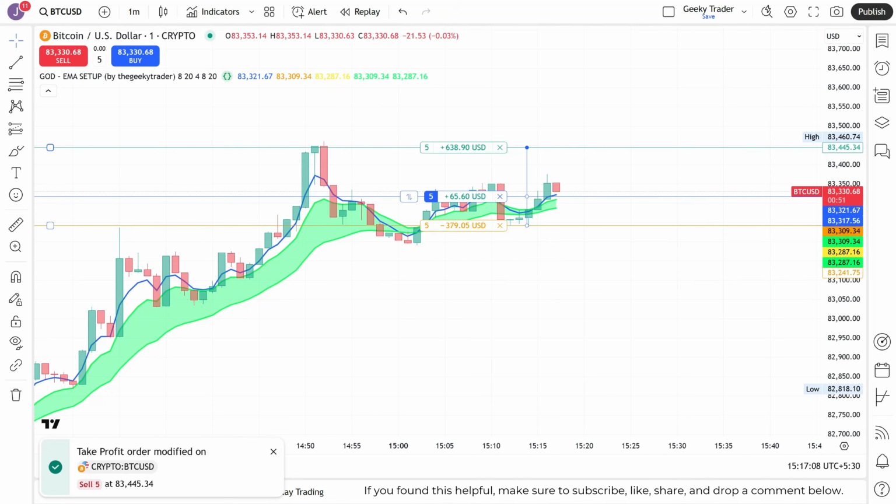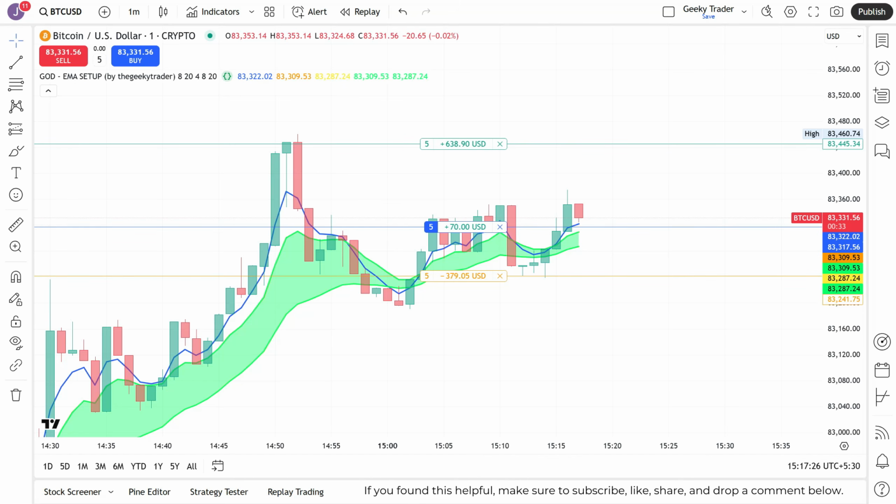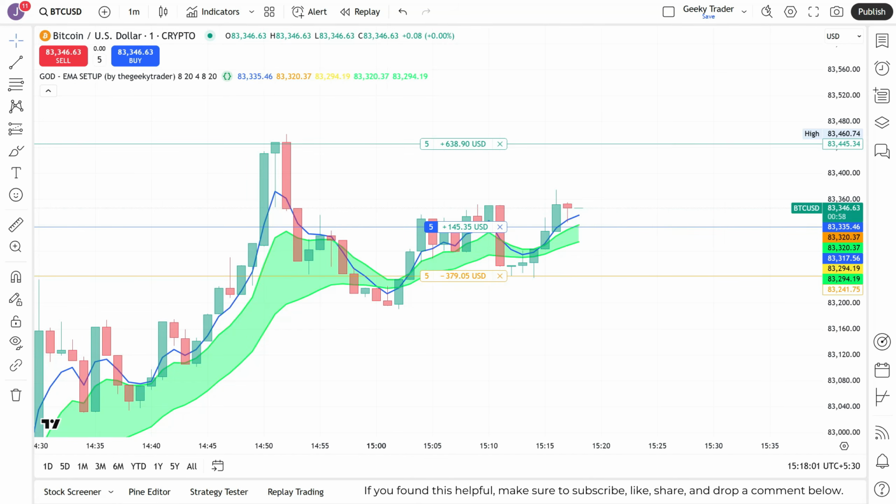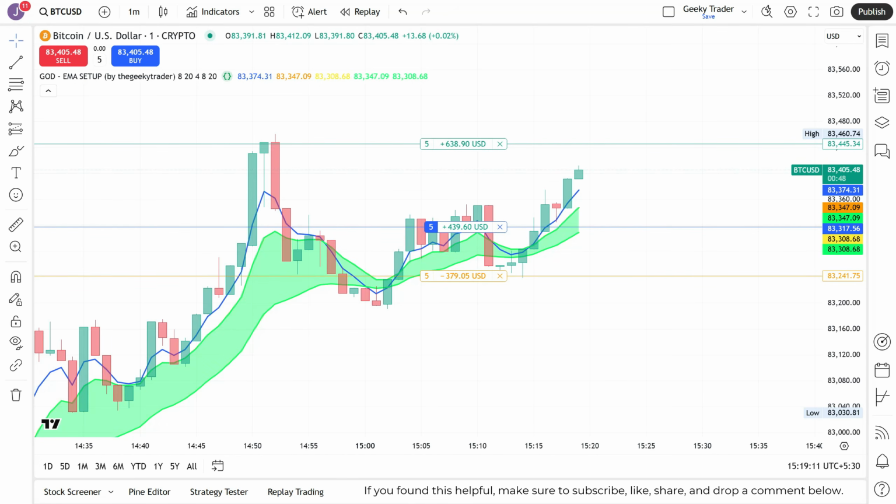Since the green ribbon is still continuing, there's no need to worry. This indicates that the market is maintaining its upward momentum, and as long as the ribbon remains intact, the trend is likely to stay bullish. When we have a strong uptrend like this, we can trade with confidence, knowing that the price is more likely to move in our favor.